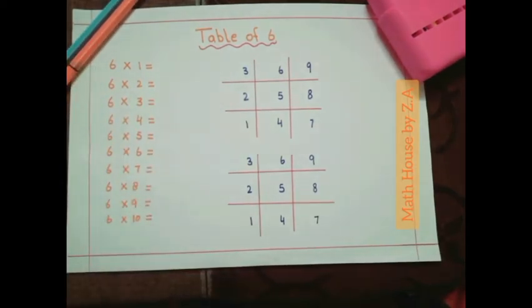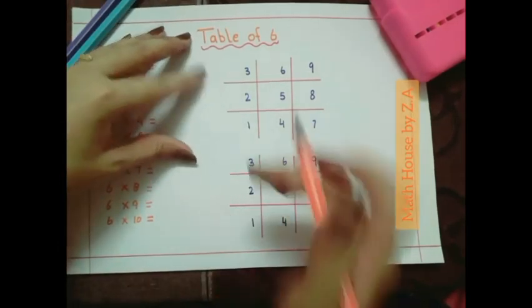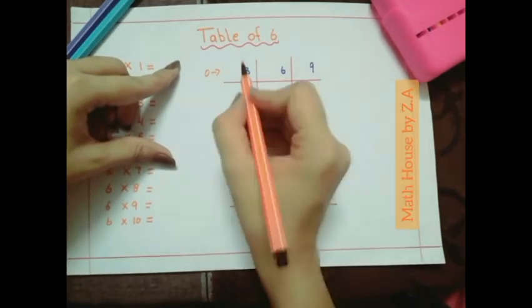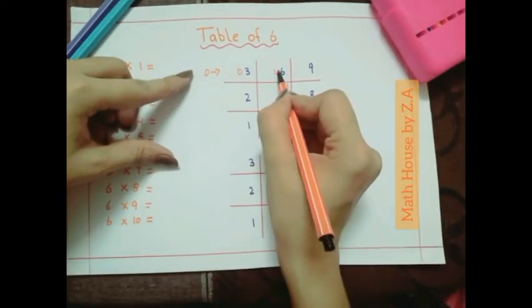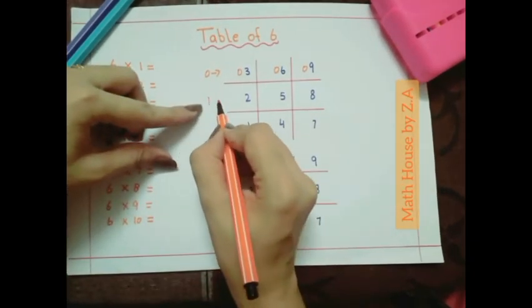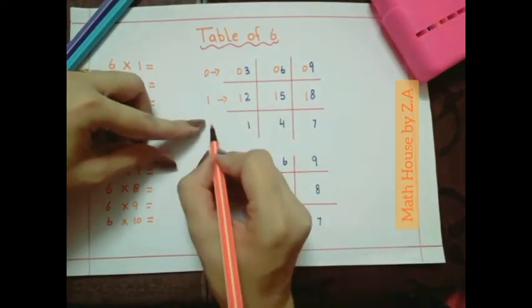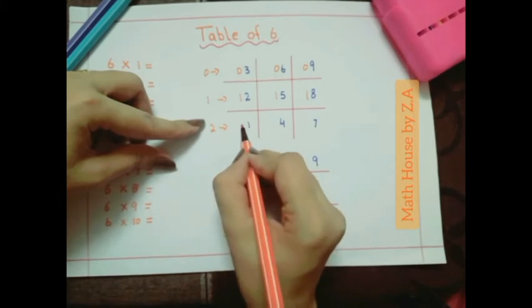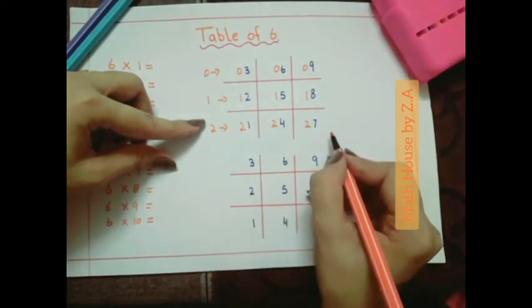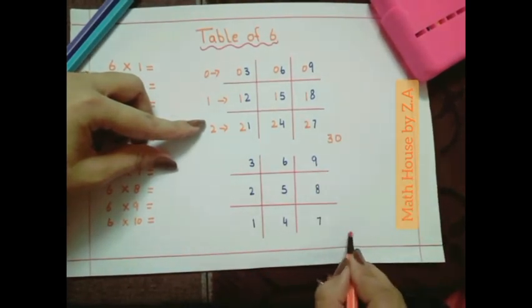Now we will write 0 in the first row with each number. So we are adding 0 in the first row, 0 with 3, 0 with 6 and 0 with 9. After that we will add 1 in the second row. So 1, 1 and 1. Now it's time to add the 2 in the third row. 2, 2 and 2. After that we must write 0 here and with 0 add the 3.